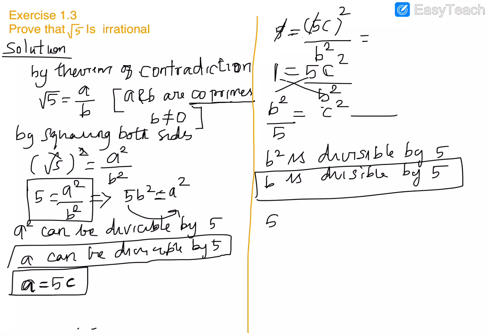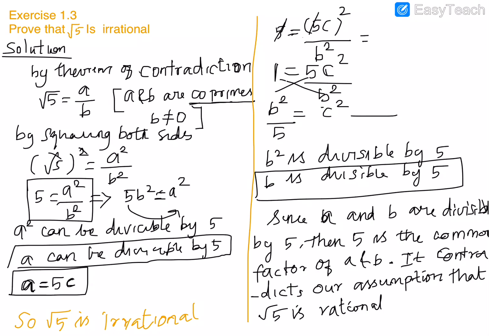So what we have done here is prove that our assumption is wrong. Once our assumption is wrong, we can indirectly prove that root 5 is not a rational number. Let me conclude the problem. Since a and b are divisible by 5, 5 is a common factor of a and b. So it contradicts our assumption that root 5 is rational. So root 5 is an irrational number. Hope you understand. Thank you.